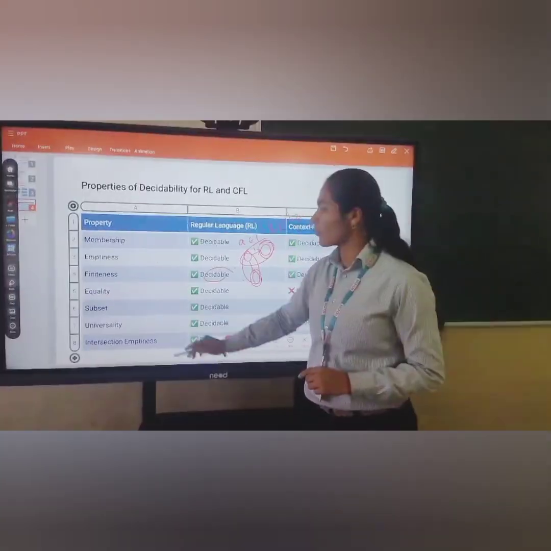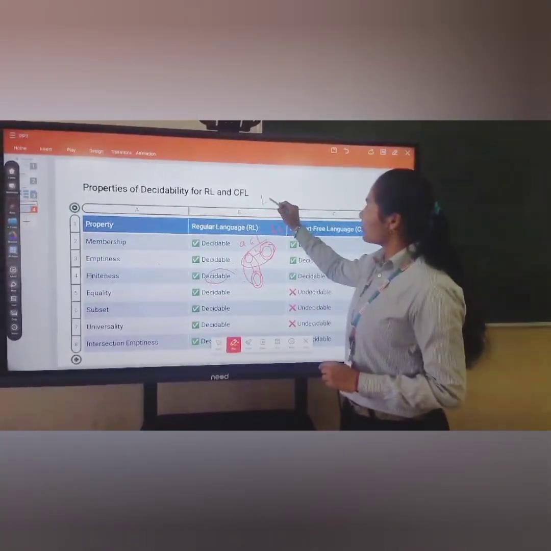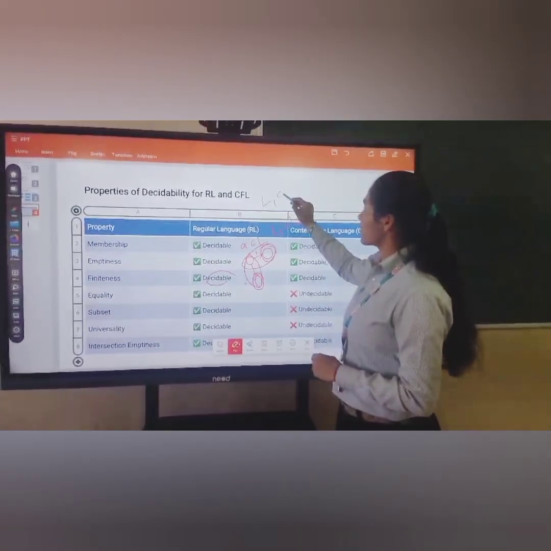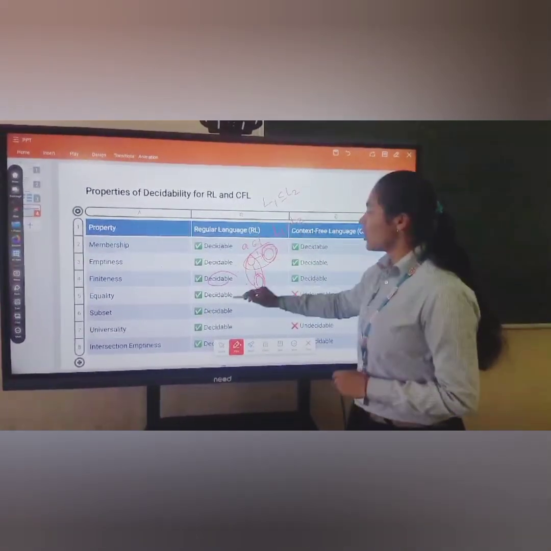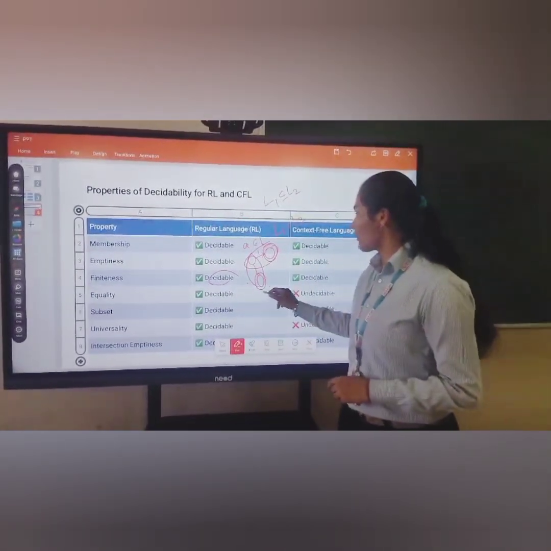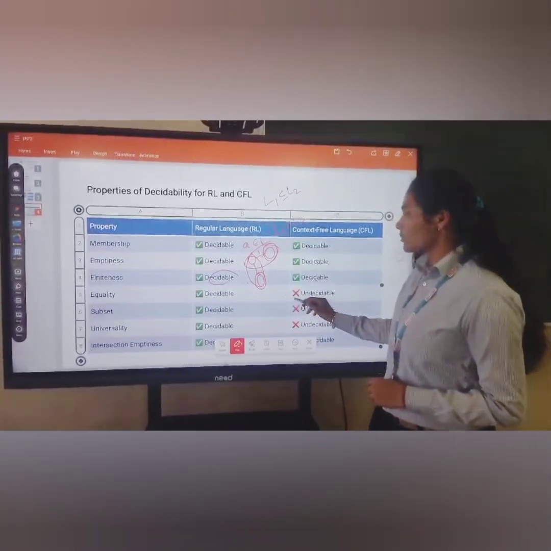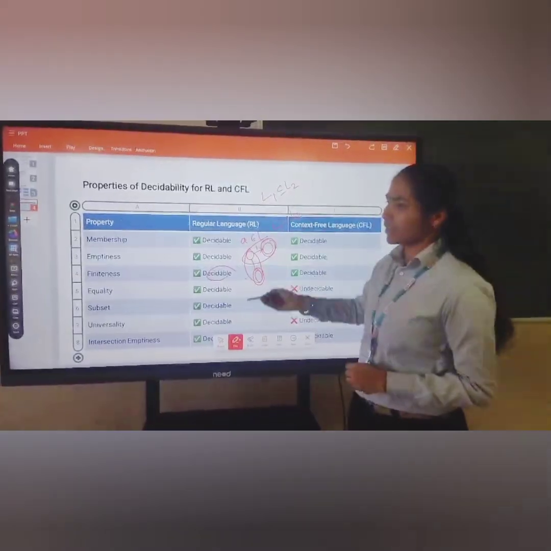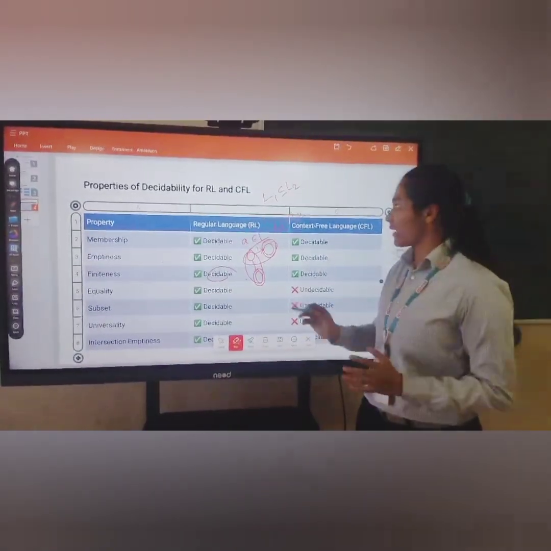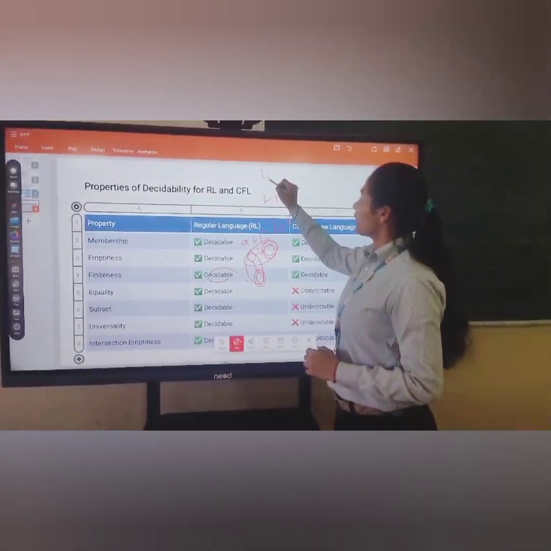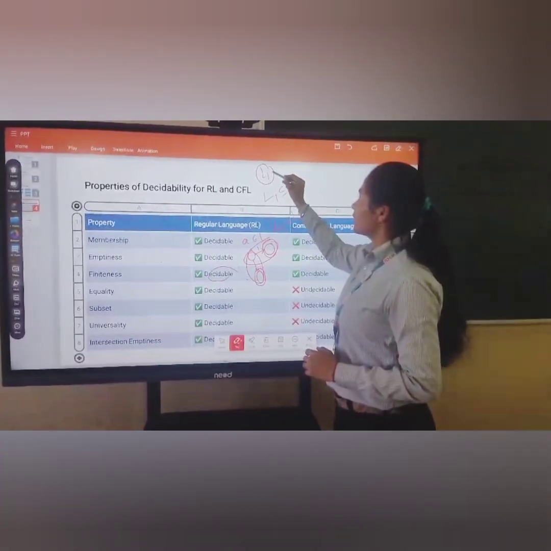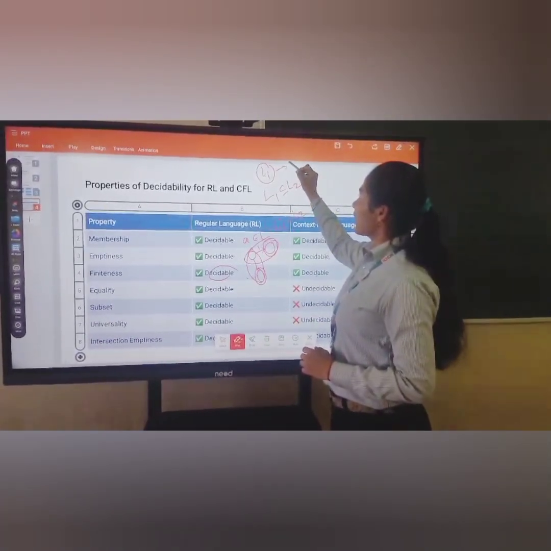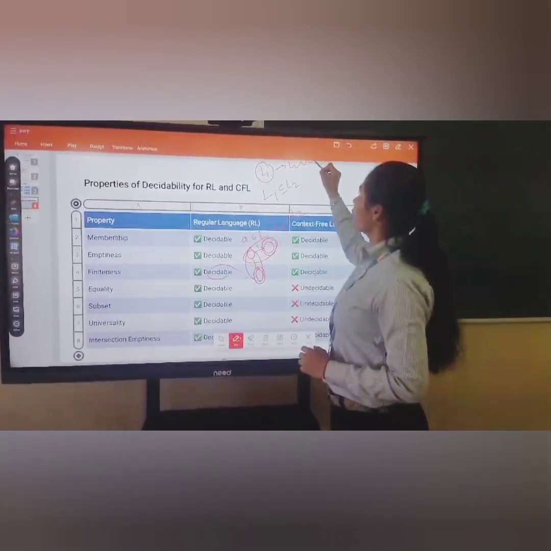Next is the subset property. That means one language is a subset of another language. It is decidable for the regular language and undecidable for the context-free language. Next is the universality problem. That means the language contains all strings, that is, L1 is the universal set, containing all the strings.